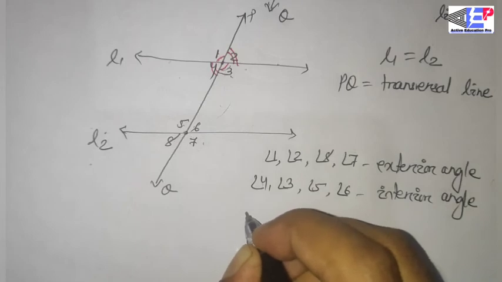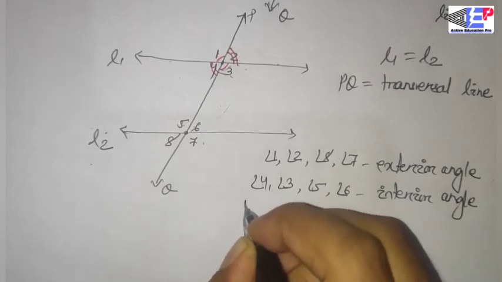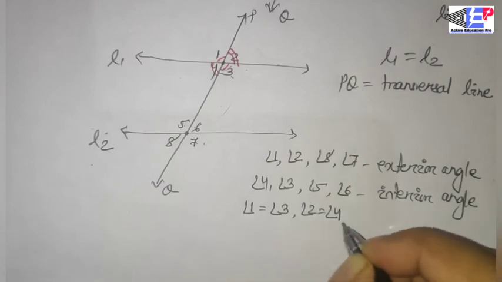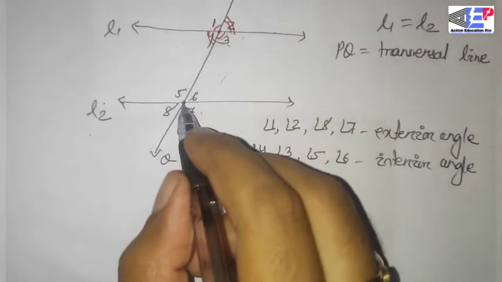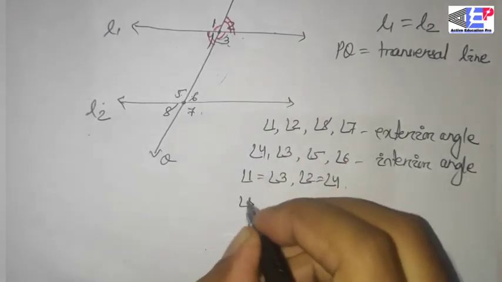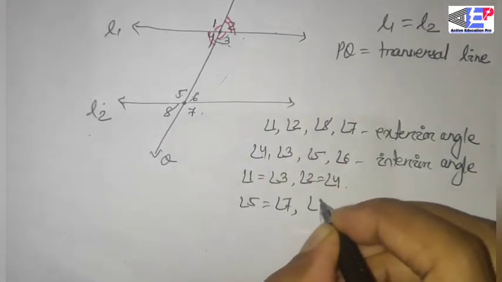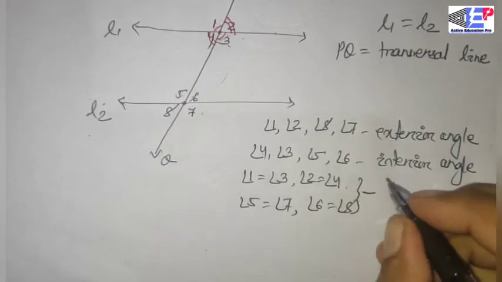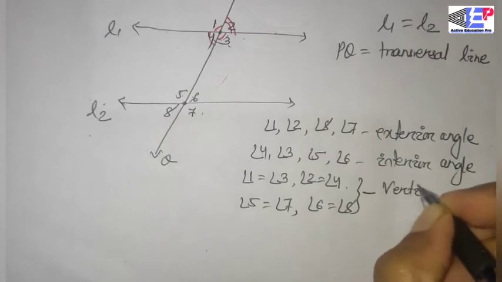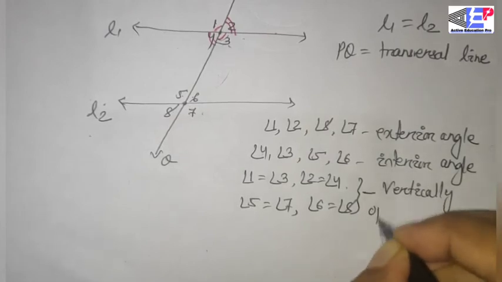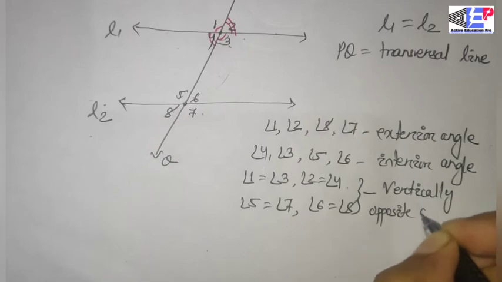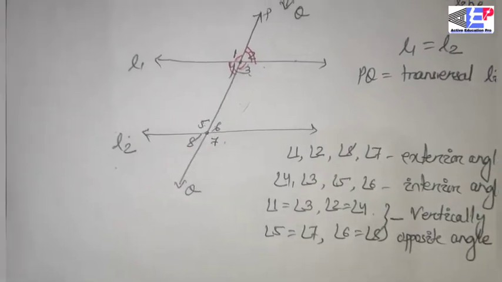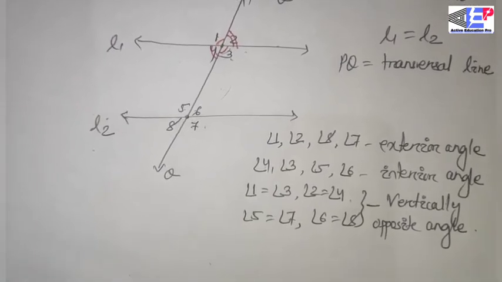So here I write it by putting the equal to mark. 1 is equal to 3, 2 is equal to 4. Another pair at this intersection point: 5 is equal to 7 and 6 is equal to 8. These four pairs are vertically opposite angles and their values are the same.